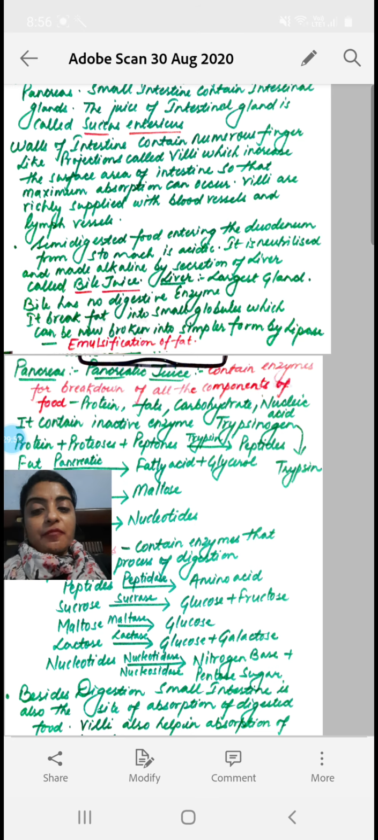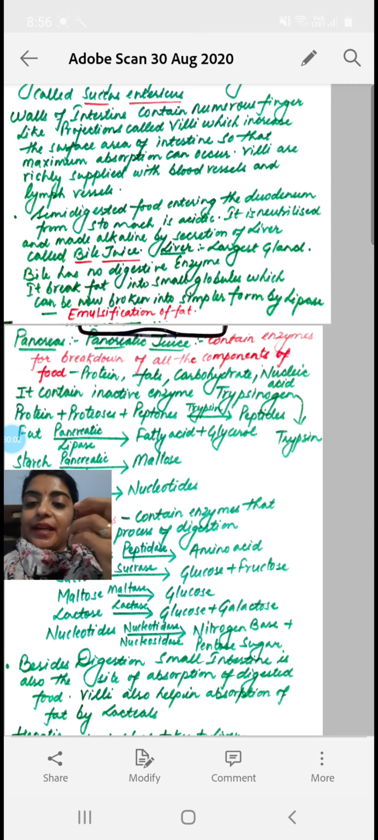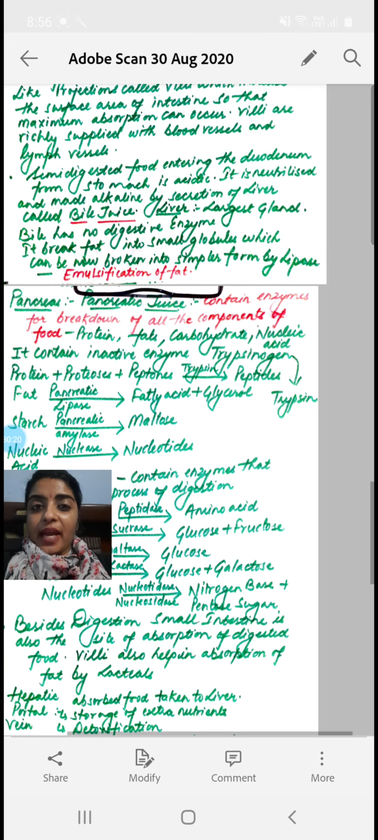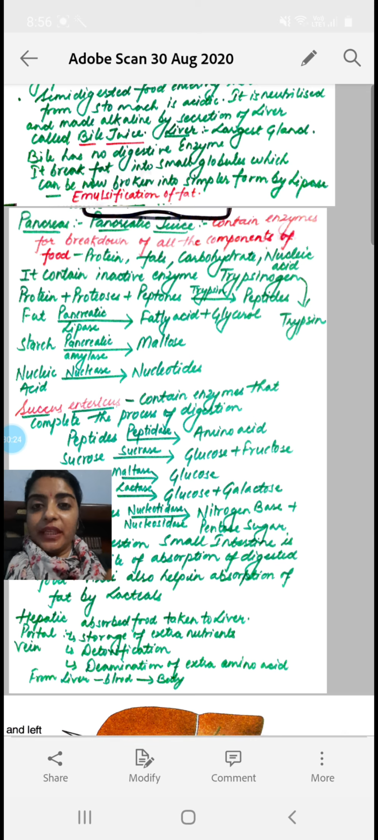Okay, these villi are richly supplied with blood vessels and lymph vessels. Blood vessels carry blood, and lymph vessels carry the lymph. Lymph is also a connective tissue which helps in the digestion of fats. So the semi digested food enters the duodenum from the stomach, and that food is acidic. Okay, so ये जो acidic food है, it is neutralized and made alkaline by the secretion of the liver, which is called the bile juice.